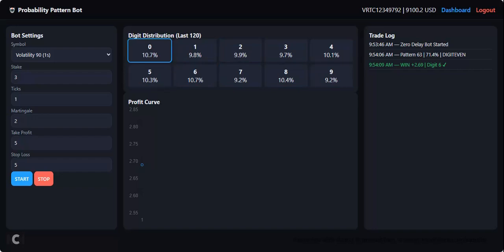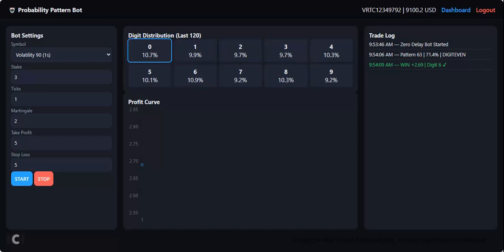Every action taken by the system is recorded in the trade log, which gives you full transparency of previous trades, outcomes, and performance. This makes it easy to evaluate whether the strategy is performing as expected. And here we can see the profit curve, which visually tracks the system's performance over time. This graph helps traders quickly understand how the strategy is evolving and whether adjustments might be needed.